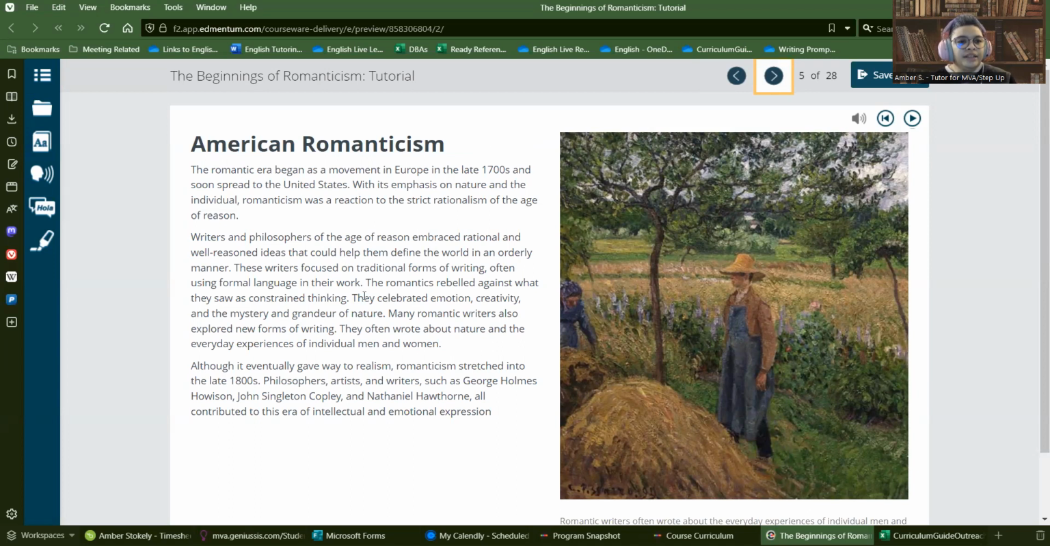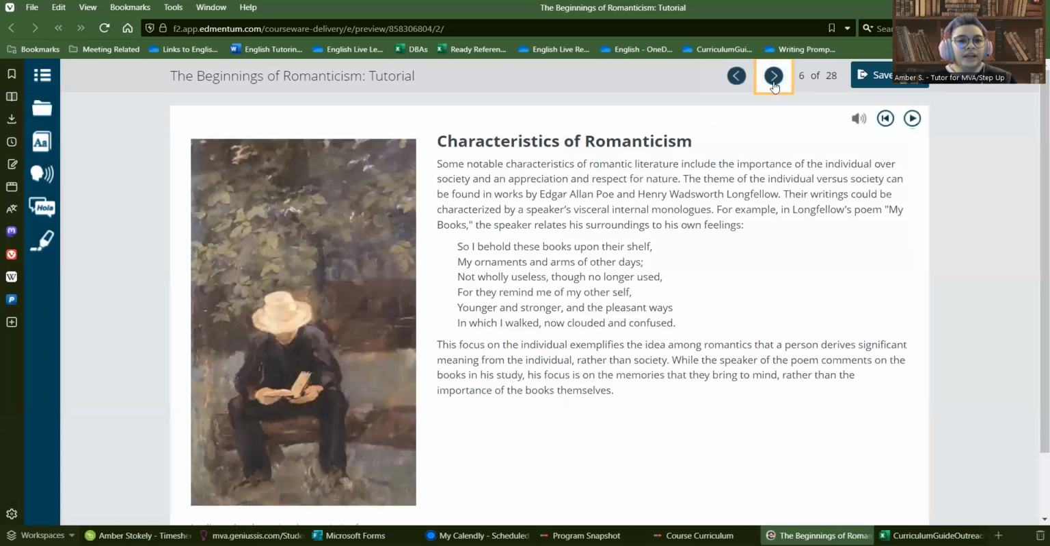And it says here they rebelled against what they thought was constrained thinking. They celebrated emotion, clarity, mystery, and the grandeur of nature. And then on slide 6, we get more specifics about the types of writing, what went into it. We just talked about this, the importance of the individual over society. So that means that the writing pieces only feature one person and just that one person's thoughts.